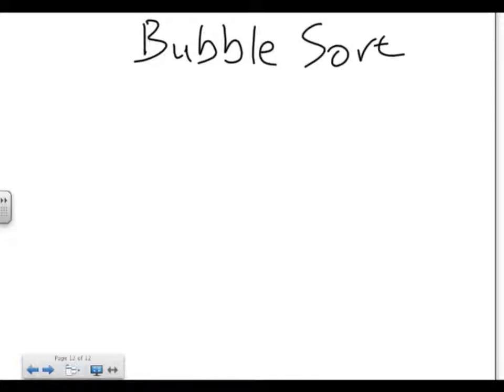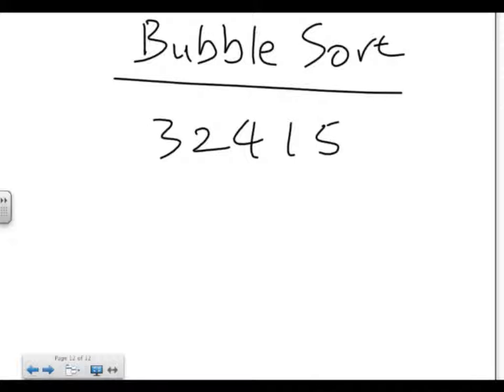Okay. So, bubble sort. The definition of bubble sort is putting a list into increasing order by successively comparing adjacent elements, interchanging them if they're in the wrong order. What that means is, if we have a sequence 3, 2, 4, 1, 5.